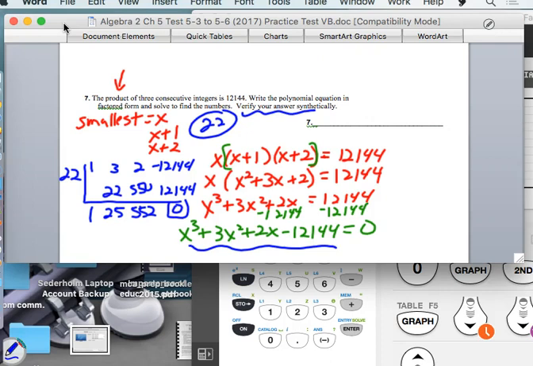So, write the polynomial equation in factored form. Did that. Solve to find the numbers. We've only found 1. We found 22. But we know these are consecutive integers. So that means they have to be one right after another. So it has to be 22, 23, and 24. And to check this, you could punch into your calculator 22 times 23 times 24. And make sure that it comes out to 12,144. That is the second practice test version B, for the 5-4 to 5-6 test.